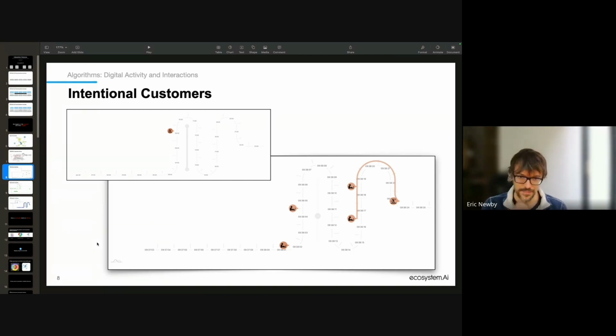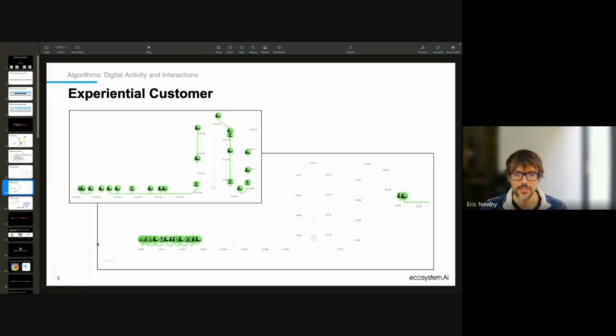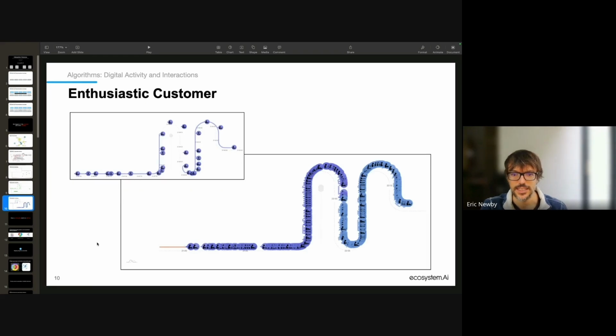So you can see, as an example, for an intentional customer, it's very much come in, navigate as efficiently as possible, complete action, leave. Where an experiential customer, in contrast, would be coming in and out, and sometimes coming in and not actually completing an action, just looking around, and then coming in and doing some actions and those sorts of things. And enthusiastic is then the extreme version of that, where they're very engaged and exploratory with the environment.